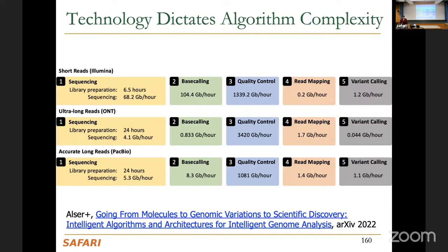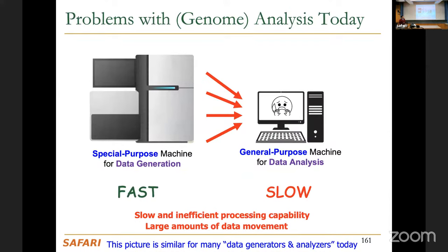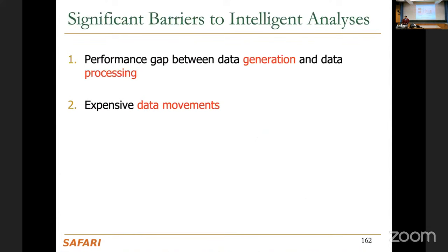And this is because of the reasons that I told you in the beginning of the slide: we have the special purpose machine that is designed for fast data generation, but the machine that we're using to analyze is not designed to analyze that particular data. This is mainly due to the slow and inefficient processing capabilities due to the large amount of data movement, et cetera. So this is the other reason: we have expensive data movements.